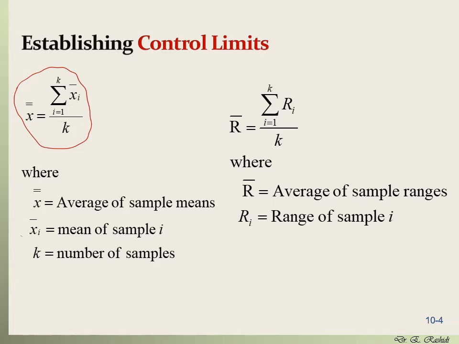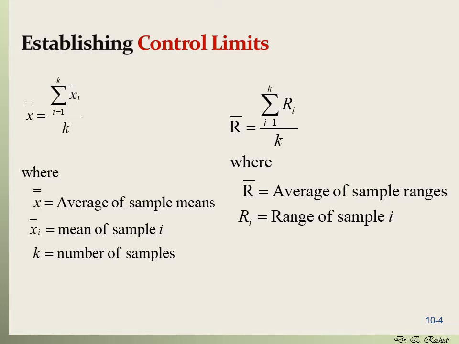X bar i here is the statistical sample mean for sample i. So what you do basically is, suppose that you have k samples, and for each sample you have gathered n observations. For each sample you find the average, that's shown by X bar i. And if you find the average of those averages, that's going to be the grand average, or X bar.